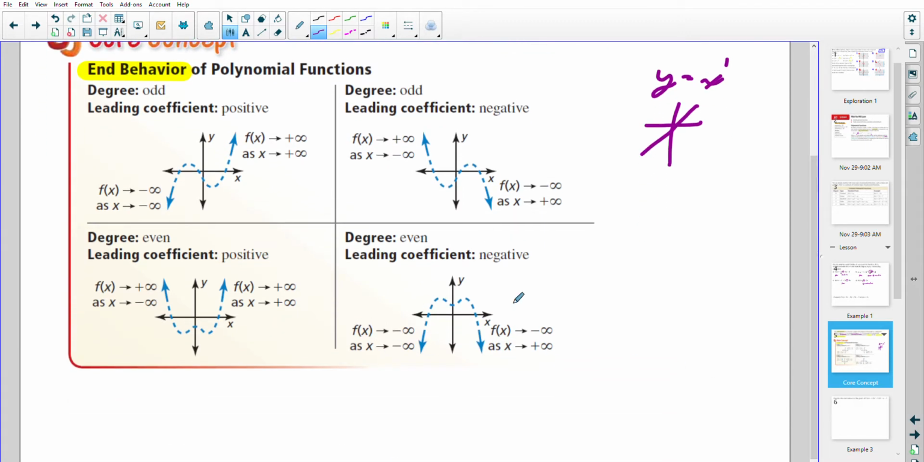You can also have even degrees. If you remember, y equals x squared looks like this. And so these graphs, with an even exponent like the 4th or the 6th, are also going to look like this. Left and right behavior is the same, either both rising or both falling. So if your leading coefficient is positive, they both go up. If the leading coefficient is negative, they both go down. So this is something good to know as we go through.